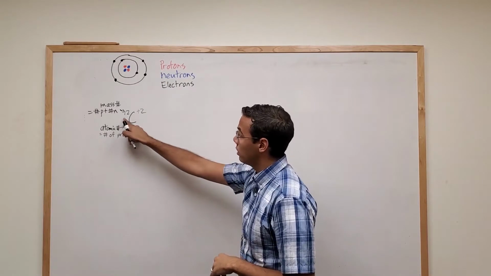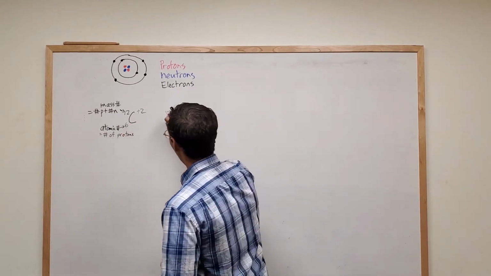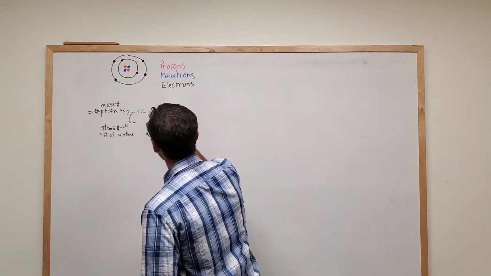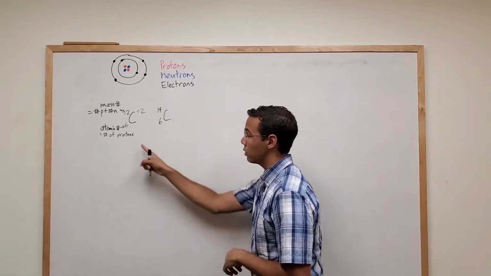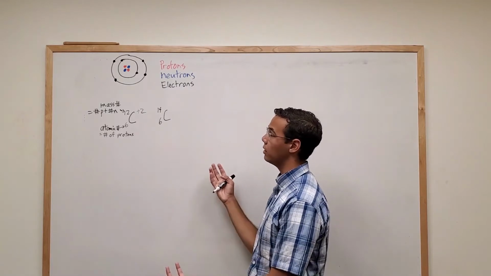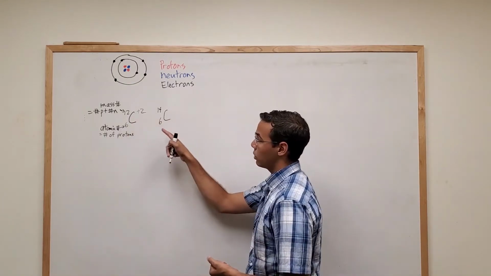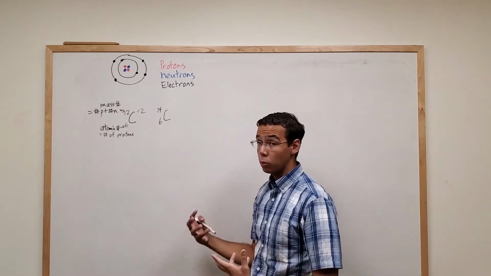So you see here we have 12. What if we had carbon 14, right? So they both have 6 protons, so we both know they're carbons. But carbon 12 is different than carbon 14 because carbon 14 has more neutrons and it weighs more.